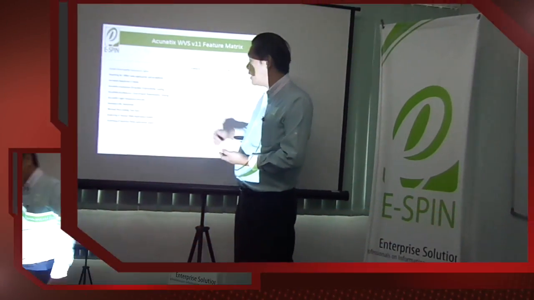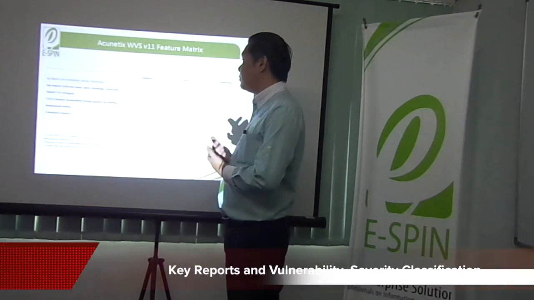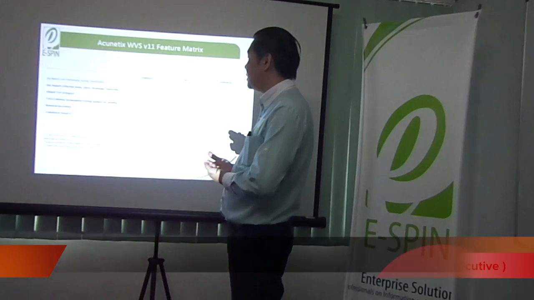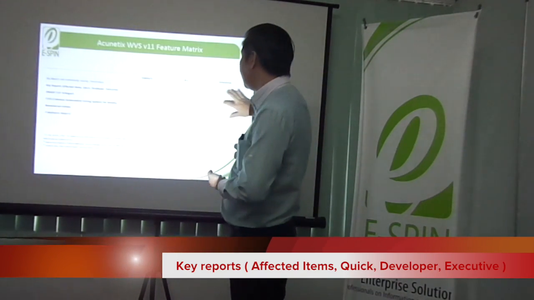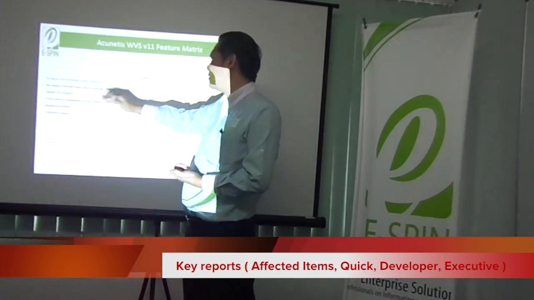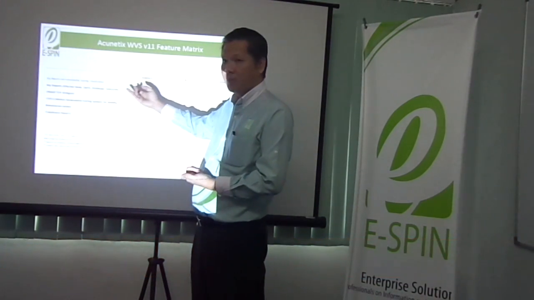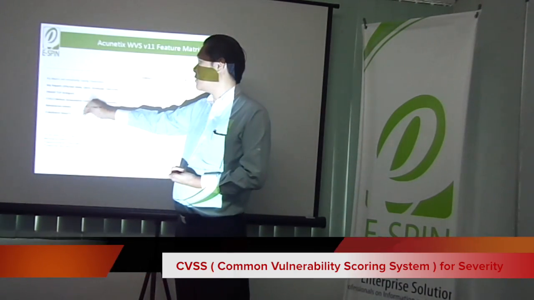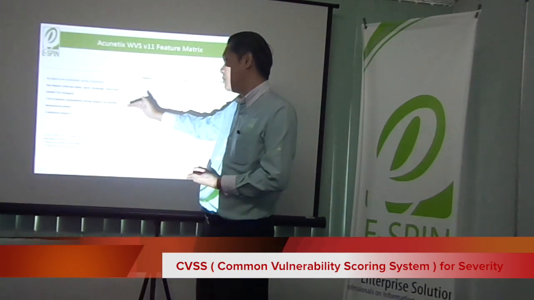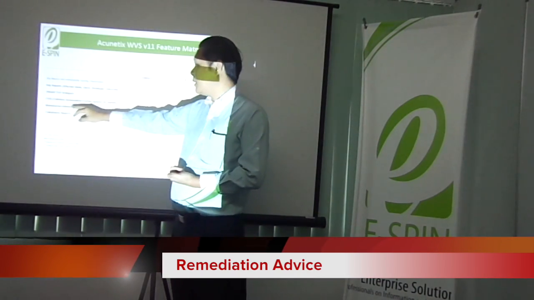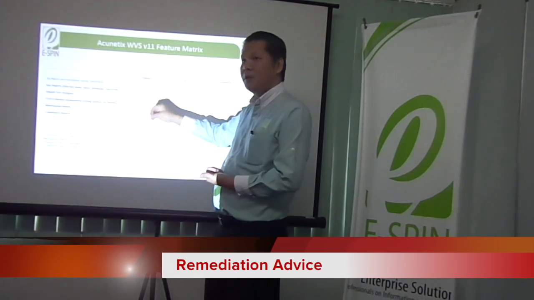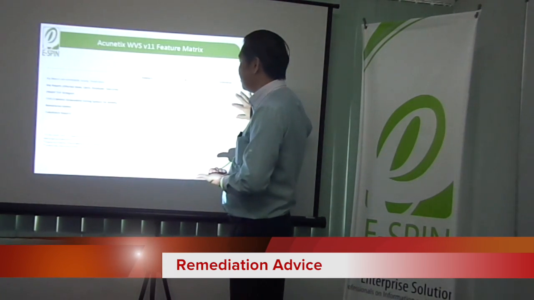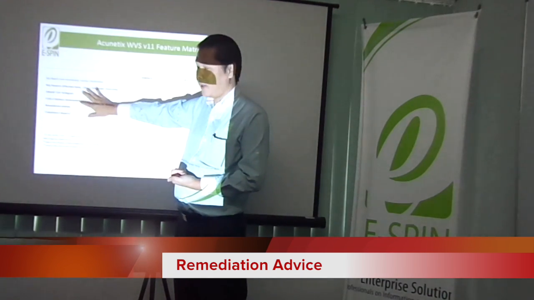So let's continue. We talk about the key reports and vulnerability severity classification. You will notice the core remains here, like key reports, affected items, quick developer and executive reports, the most commonly used. The OWASP Top 10 report, CVSS, the Common Vulnerability Scoring System for severity, the industry standard, and then the remediation, what is recommended, what you need to do, and so on. So all of this is continued across all the versions that we have.